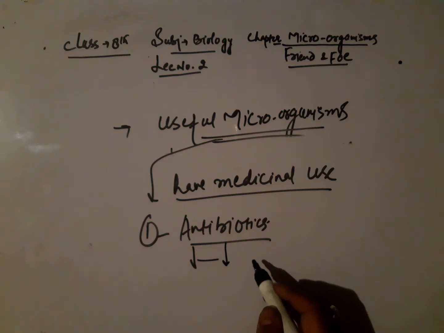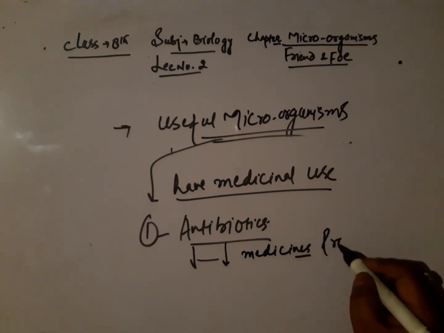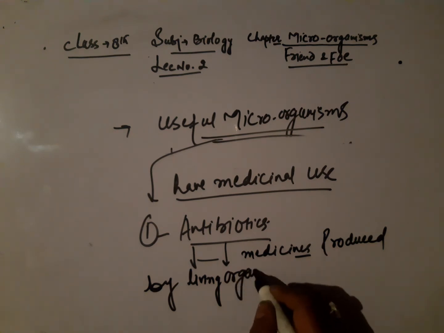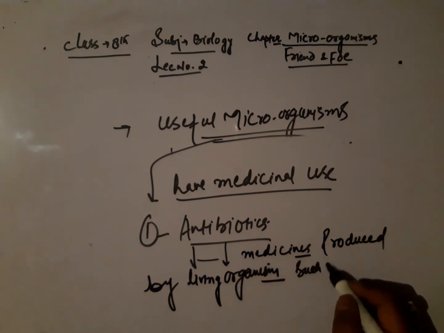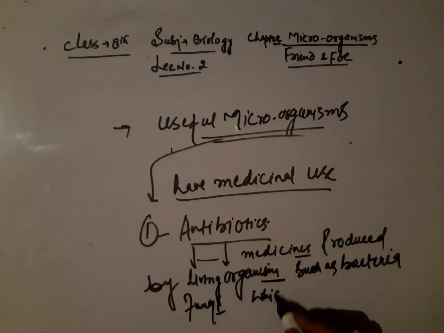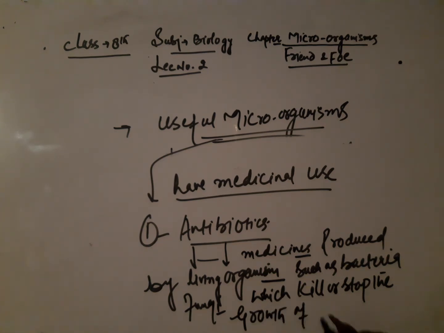So antibiotics are the medicines which are produced by living organisms such as bacteria, fungi, which kill or stop the growth of disease-causing microorganisms. So this is one of the medicinal uses of microorganisms.